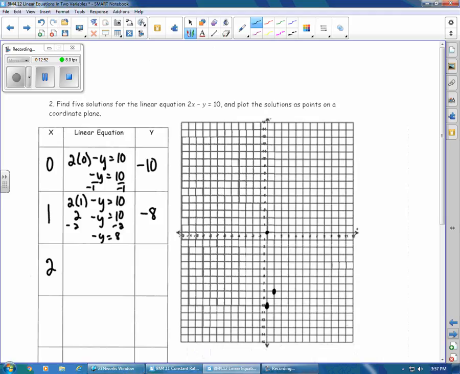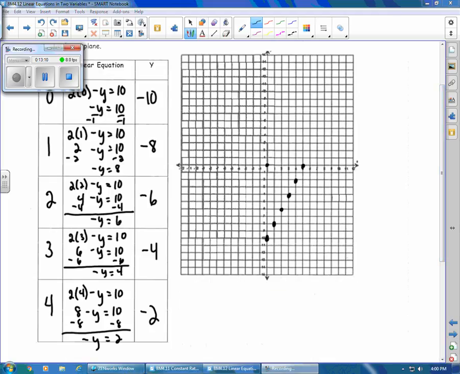Right now, if you'd like to pause the video and figure the rest out on your own, you can feel free to go ahead and do that. You might be seeing a pattern. If you're not already seeing a pattern, I would see if you can figure out the pattern as you're working through it.